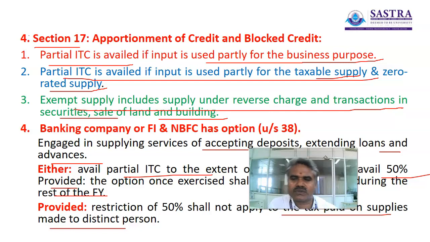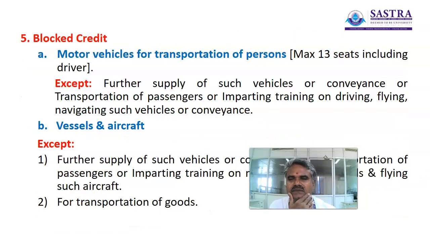Here you have to include zero rated also. There is no ITC on zero rated, but to claim the proportion, zero rated supply is also included. Exempt supply includes supply under reverse charge and the restrictions in securities sales and land and building only. When you are a banking company or financial institution or non-banking financial company, your main business should be accepting deposits and extending loans and advances. Here you can claim 50%.